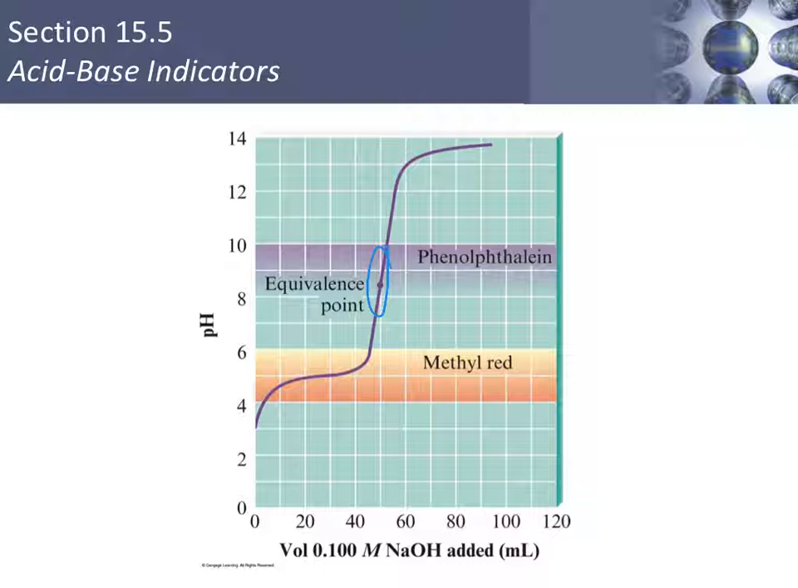Methyl red would not be a good choice. It would change color between a pH range of 4 and 6, and it would change color well before the equivalence point. So the end point and the equivalence point would be very different. Remember, we'd like to assume that the end point and the equivalence point are the same.